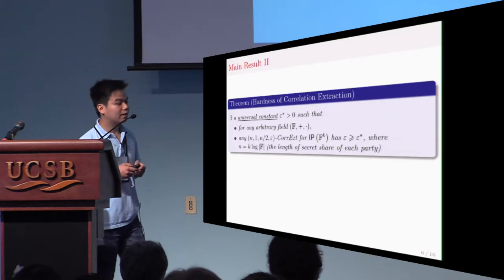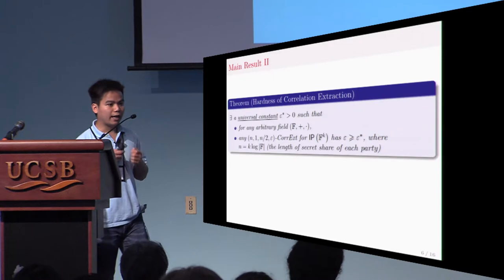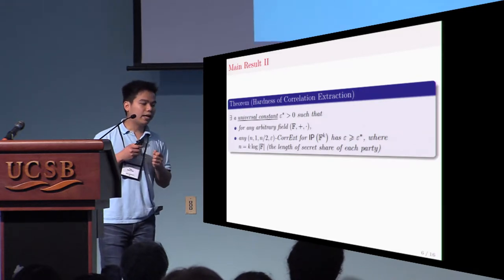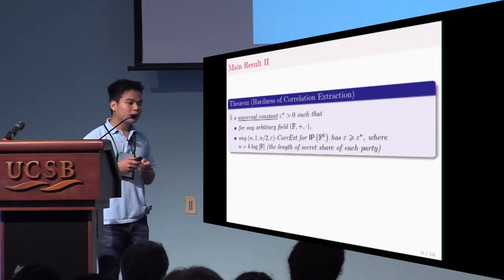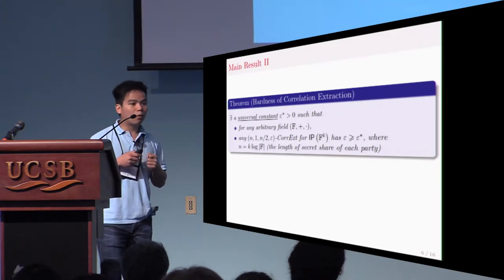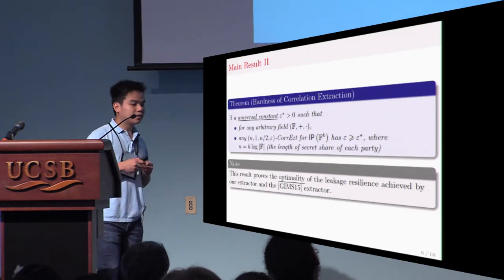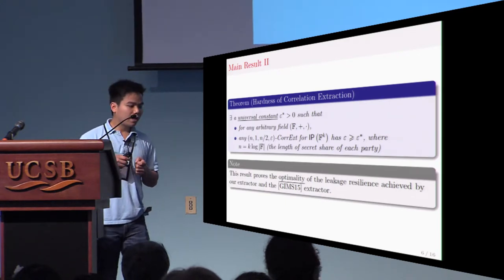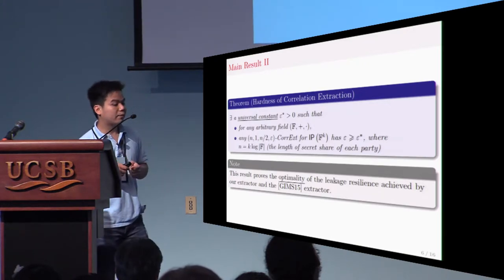So basically this theorem says that for the inner product correlations with secret sets of size n, if we leak n by 2 bits from the secret set, it is impossible to extract even one OT. Note that this result proves the optimality of the leakage resilience achieved by our extractor and the ZIMS 15 extractor.